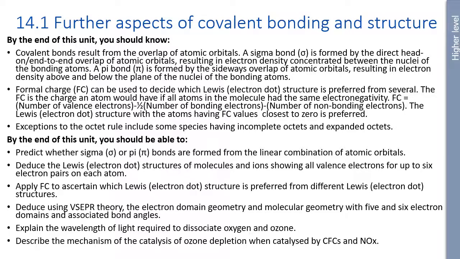So welcome to the first of two higher level units within the topic of structure and bonding. The first one focusing on covalent bonding and structure. So by the end of this unit you should be able to discuss covalent bonds as an overlap of atomic orbitals and have appreciation of sigma and pi bonds.